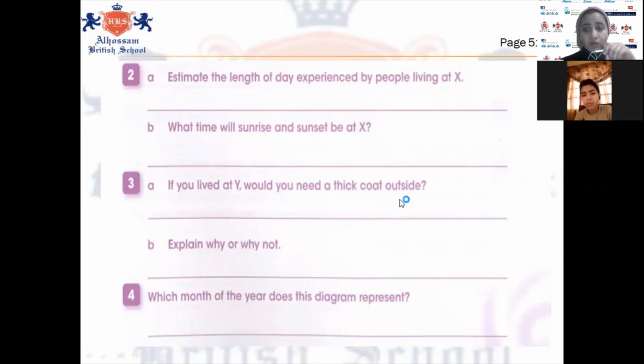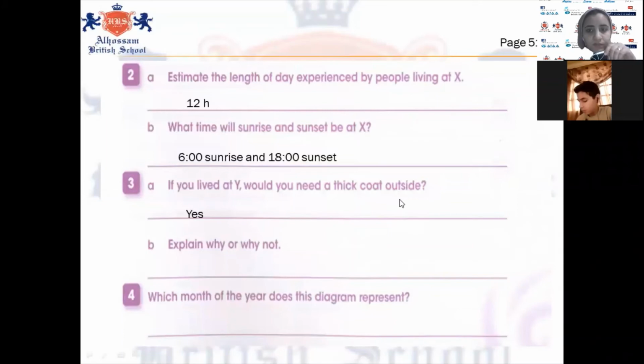It's cold or hot? Look at it. Cold, it's very cold. Yes, you will need a thick coat. Explain why or why not.